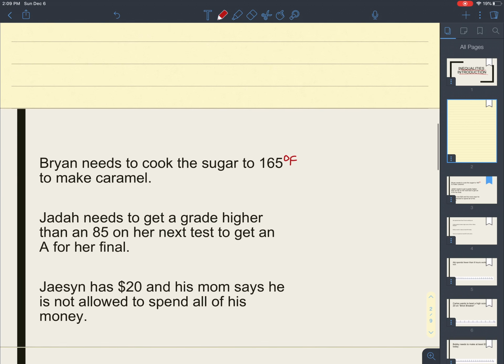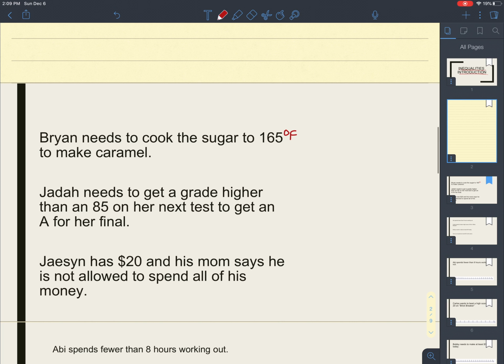But we're going to start off with a few examples and we're going to relate it back to the equations that we've been learning about. And the good news about inequalities is they're very closely related to equations, and we can draw on a lot of that information we've learned. So we're going to start with a quick review and then get into your notes.